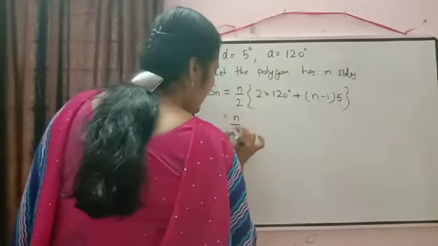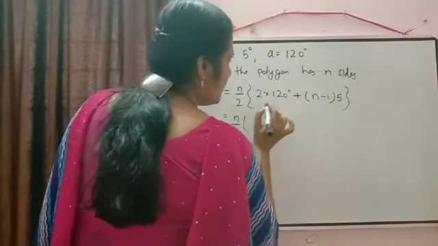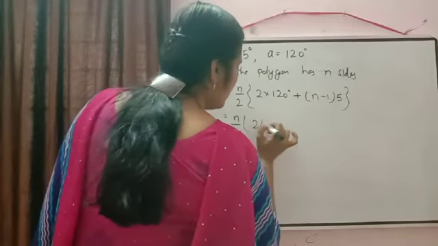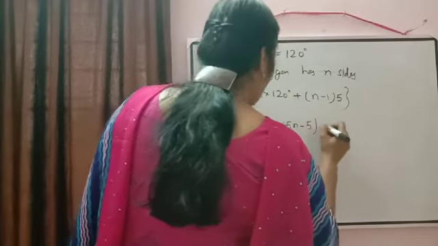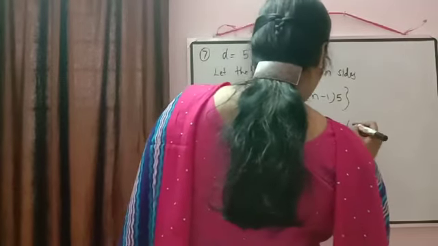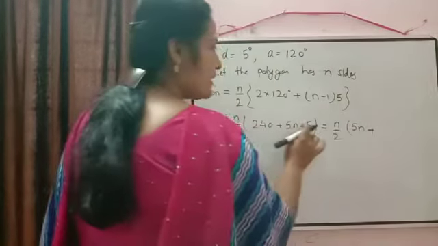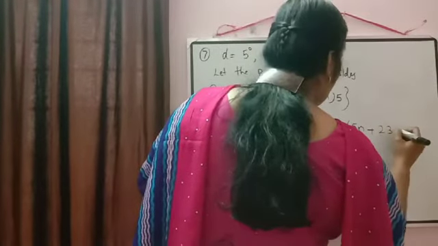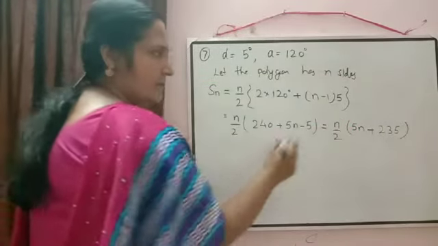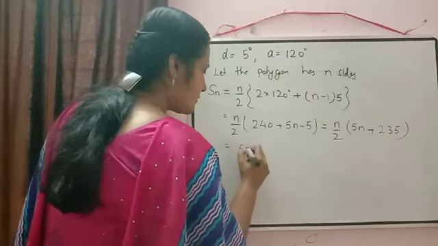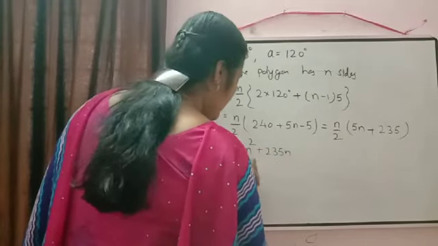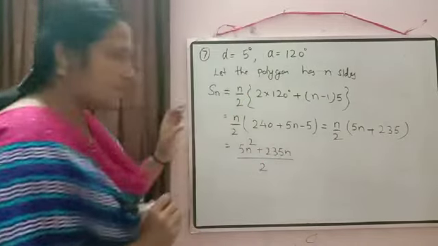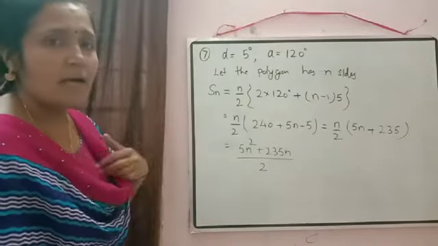So to simplify it, n by 2 into 120, it will be equal to 240 plus 5n minus 5. That is n by 2 into 5n plus 240 minus 5, which is 235. Shall we multiply that n inside? So it will be equal to 5n square plus 235n, whole divided by 2. This is the sum of n terms of this polygon.